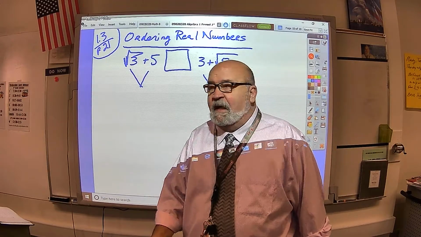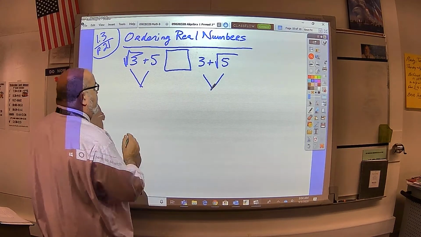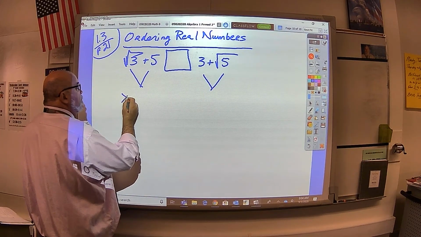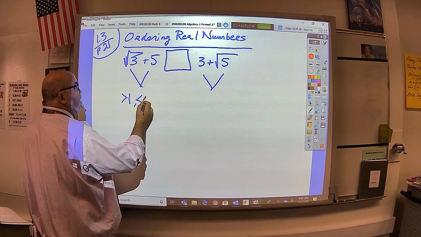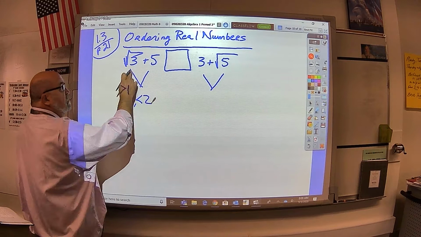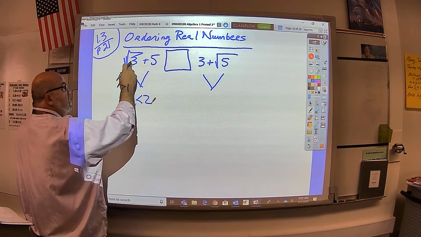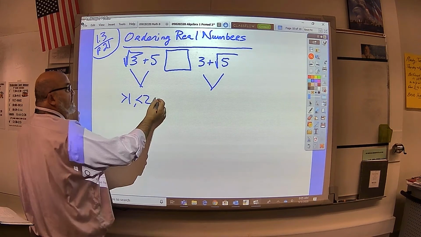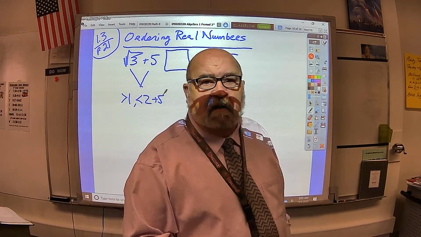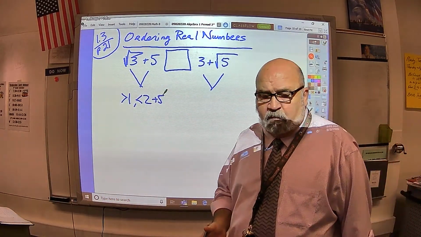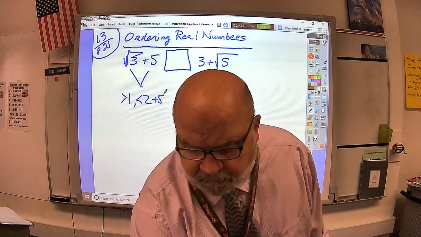I know the square root of 3 is greater than 1 and less than 2, because the square root of 1 is 1 and the square root of 4 is 2. And then we're going to add 5 to it. That's how we want to look at this comparison to make it as easy as possible.